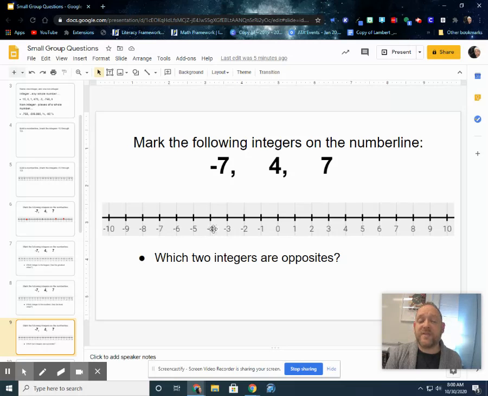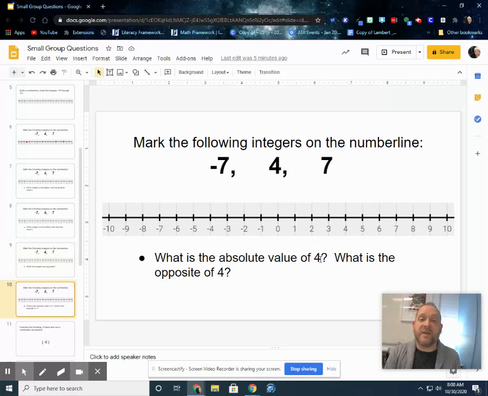Now, negative 7 doesn't have an absolute value of negative 7. We still move 7 spaces, even though it was spaces in the opposite direction. We still had a positive movement. So absolute value can't be negative. It's always positive. So our two opposites are 7 and negative 7. We would say they have an absolute value of 7.